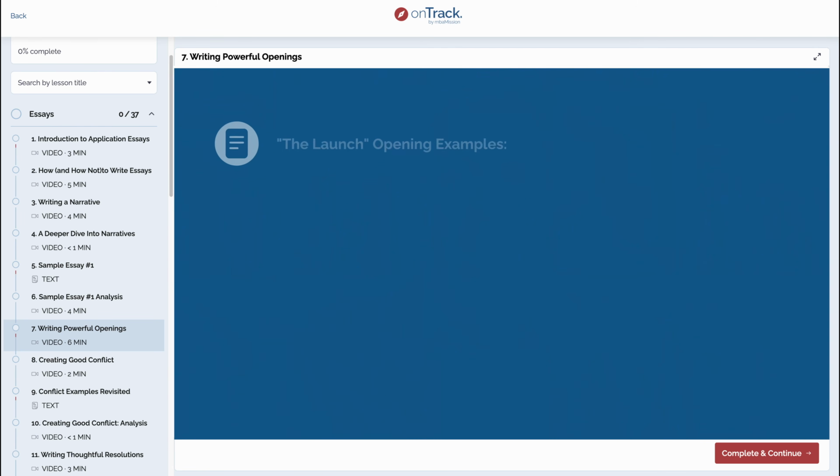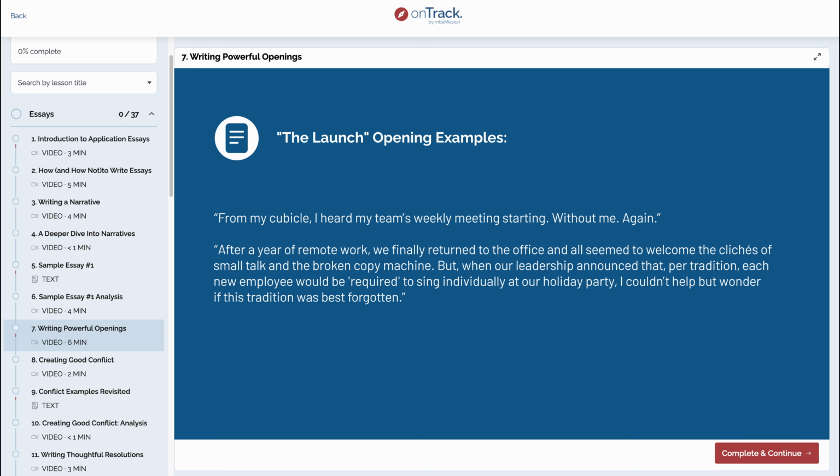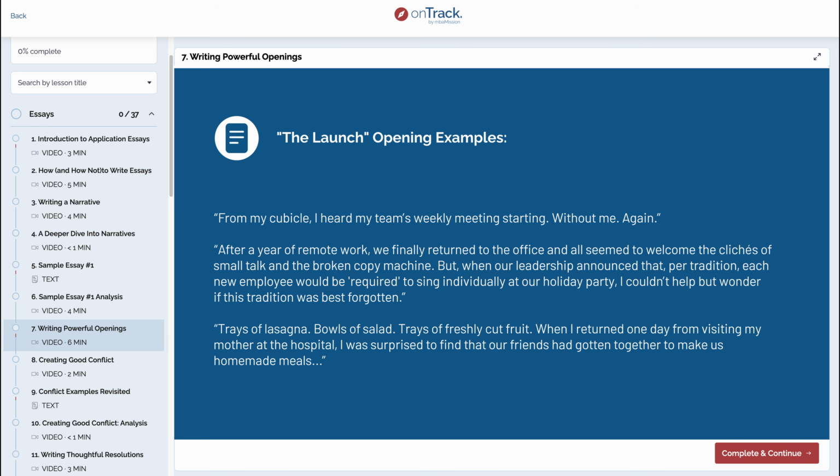Here's our first. From my cubicle, I heard my team's weekly meeting starting, without me, again. Our second. After a year of remote work, we finally returned to the office and all seemed to welcome the cliches of small talk and the broken copy machine. But when our leadership announced that per tradition, each new employee would be required to sing individually at our holiday party, I couldn't help but wonder if this tradition was best forgotten. Now our third. Trays of lasagna, bowls of salad, trays of freshly cut fruit. When I returned one day from visiting my mother at the hospital, I was surprised to find that our friends had gotten together to make us homemade meals.